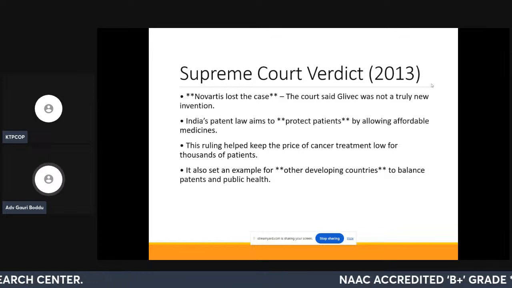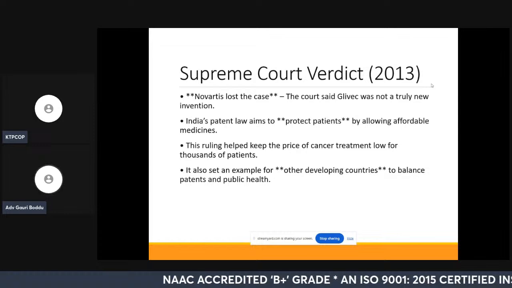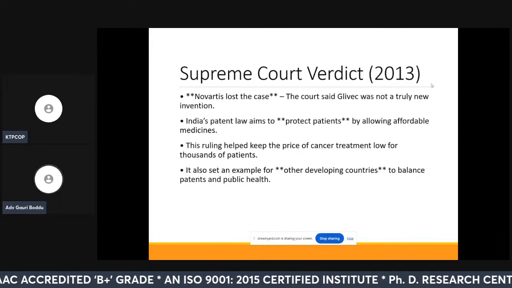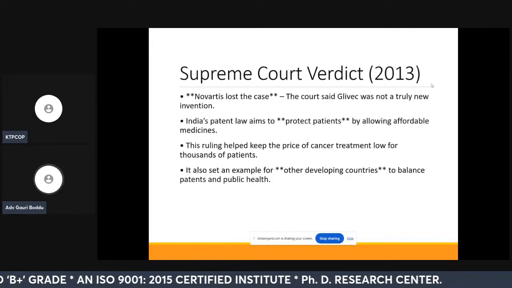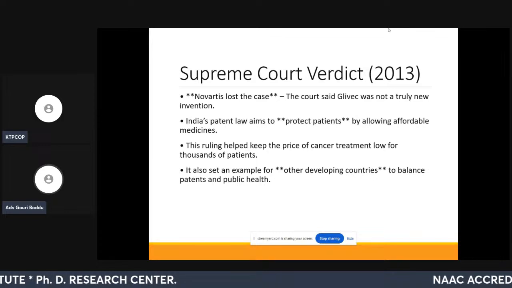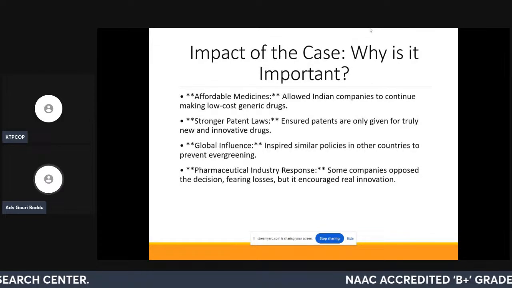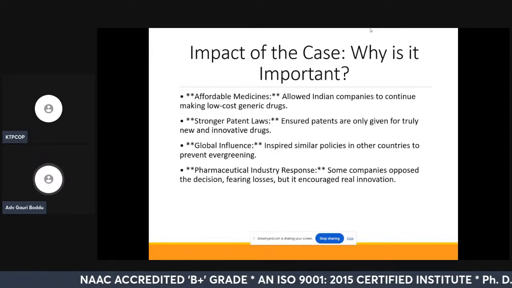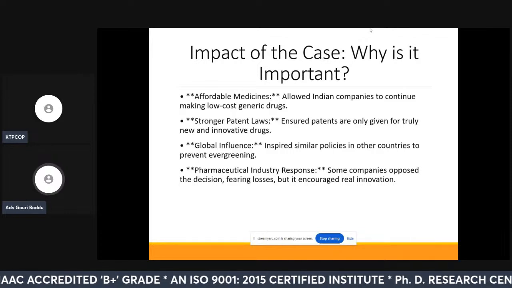And that was not a new invention, it was not completely different, there was only a minor change in that. So due to that, the Supreme Court gave its judgment saying that it is not accepted, and they rejected his appeal. And the impact of the case, why is it important? What is the impact of the case? What does the Supreme Court want to prove?